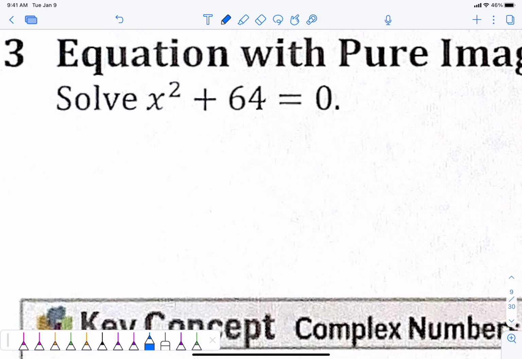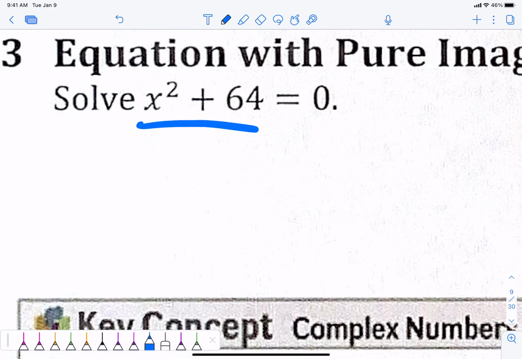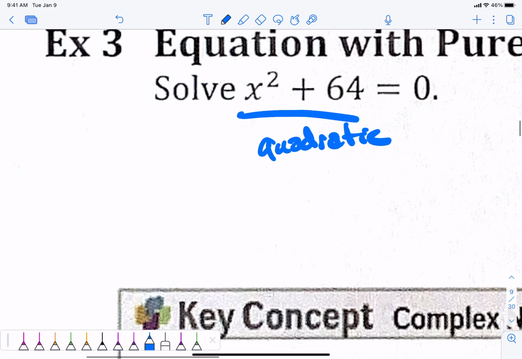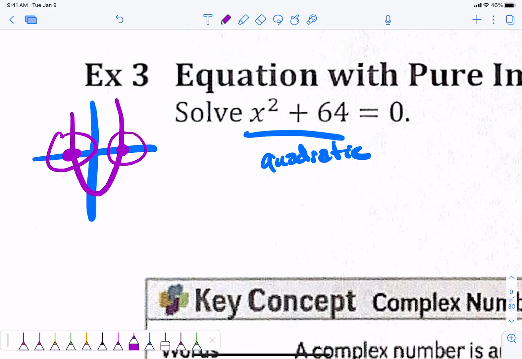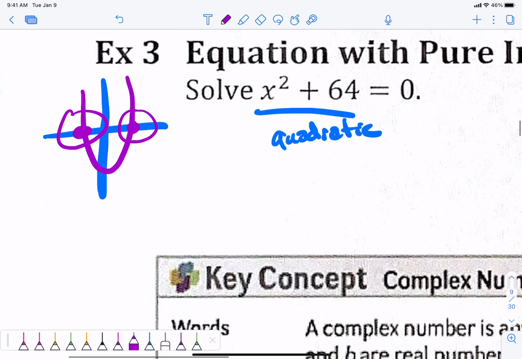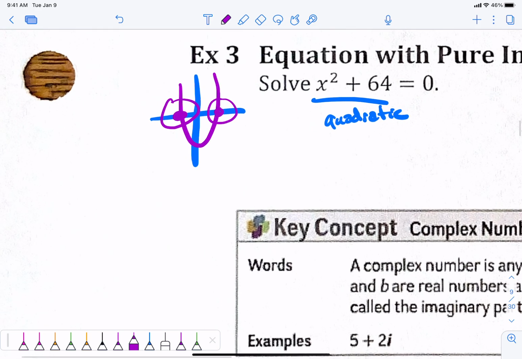Here we go. This function right here is a parabola. That's a quadratic function. Quadratic functions usually look like this, right? And when we set them equal to 0, we're trying to find those places where they cross. We're trying to find these two points right here. But sometimes they don't have two places where they cross. Sometimes they only have one place where they cross, and it looks like this.